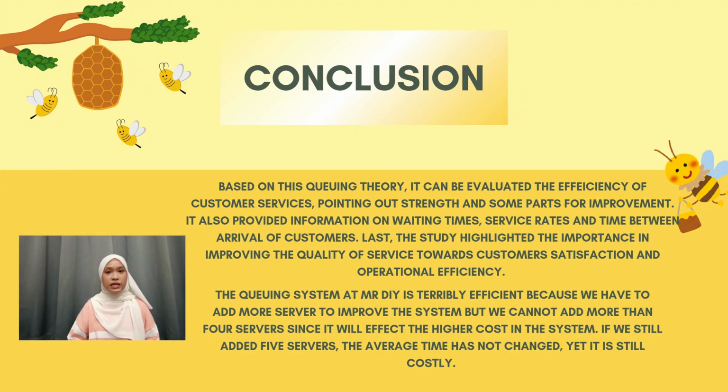But for our case study, the queuing system at Mr. DIY is not very efficient because we have to add more servers to improve the system, but we cannot add more than 4 servers since it will incur higher cost in the system. If we still add 5 servers, the average time has not changed, yet it is still costly.